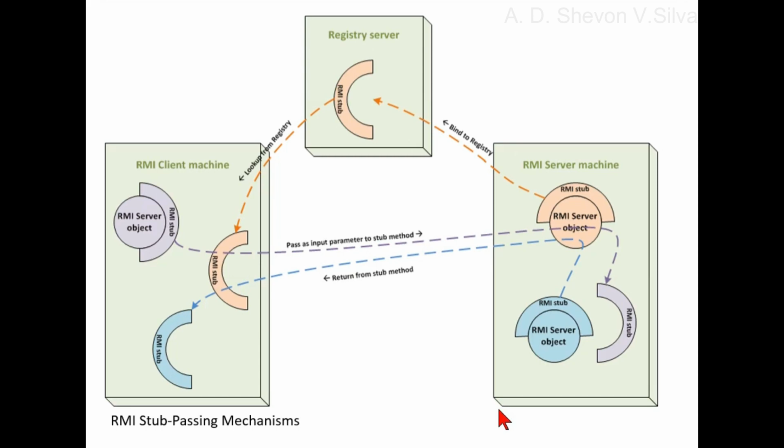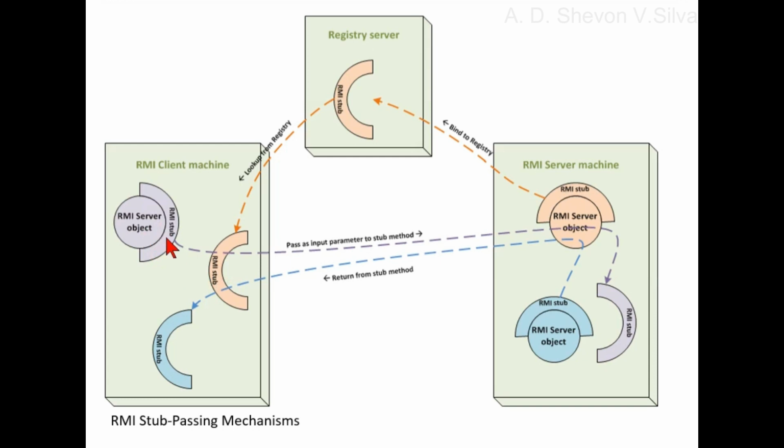Here you can see the RMI client machine, registry server, and RMI server machine. Here you can see the RMI stub is bound to the registry, and the RMI stub is looked up from the registry and passed to the RMI client machine. And here you can see the RMI server object is here.